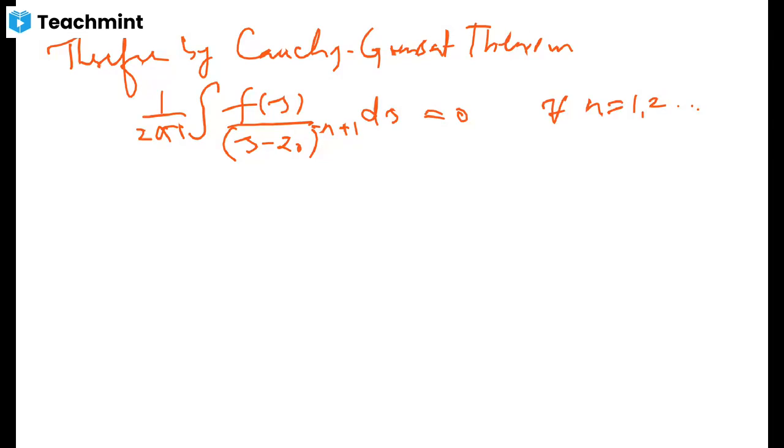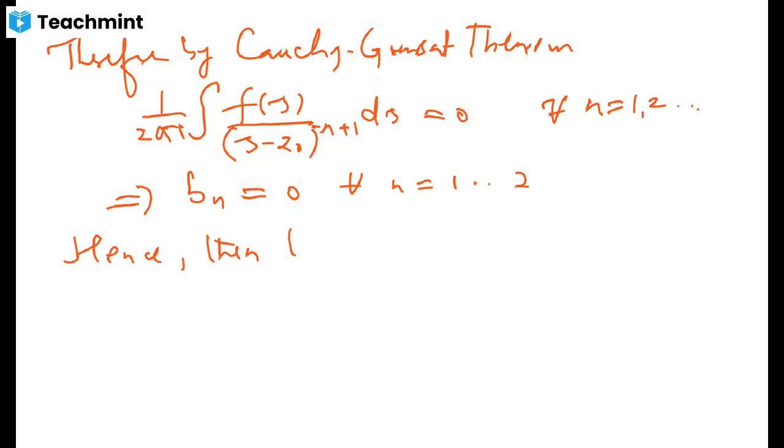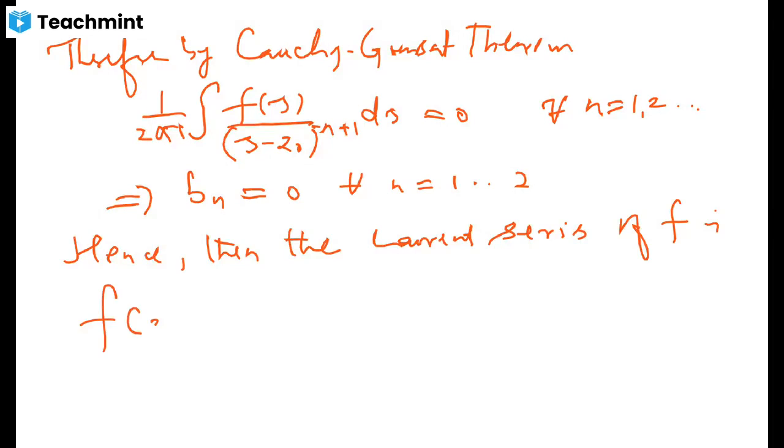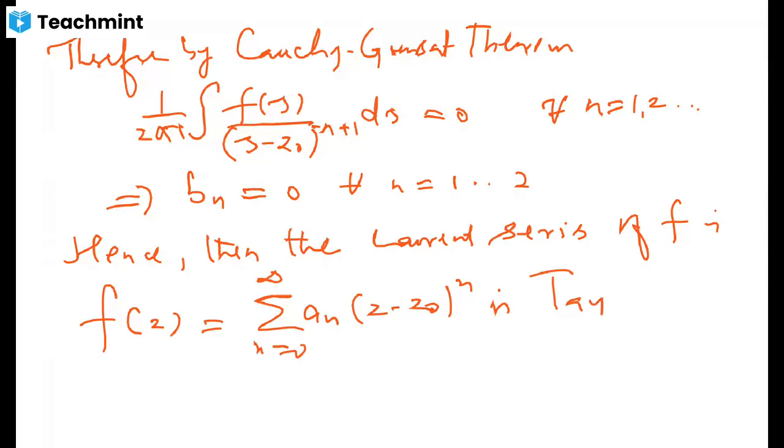But what are these integrals? These integrals are nothing but the values of dn's. The coefficient dn's will be zero, and hence the Laurent series of f, क्योंकि b सारे जीरो होंगे, is nothing but only this part you have. But this is nothing but a Taylor series. That means Taylor series is a particular case of Laurent series.